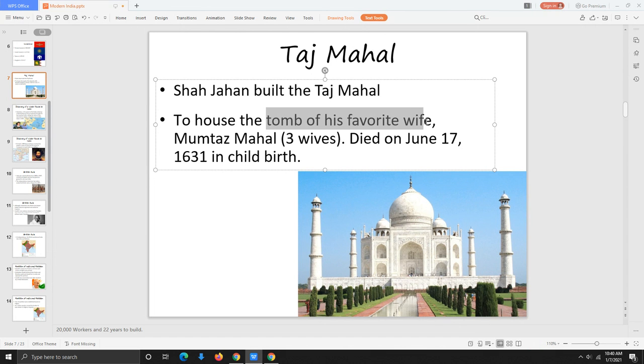Go ahead and make a two, and then write down tomb of his favorite wife. So, tomb of his favorite wife. His favorite wife died, and then he had the Taj Mahal constructed for her.